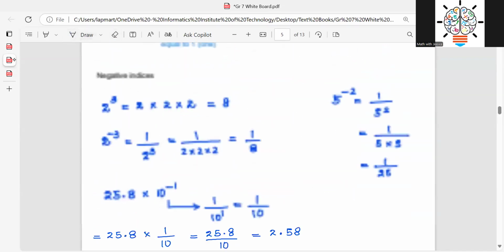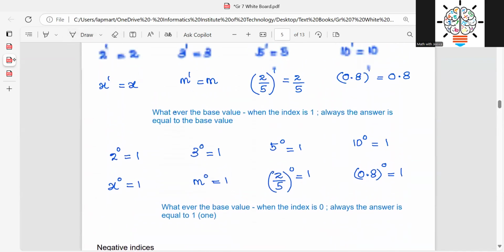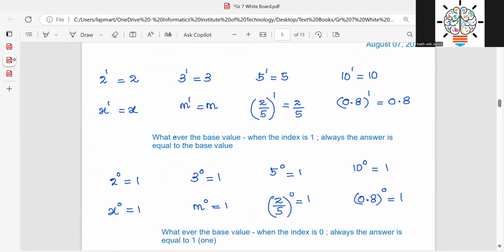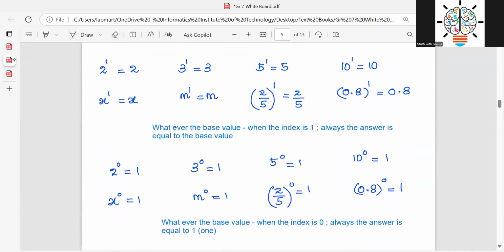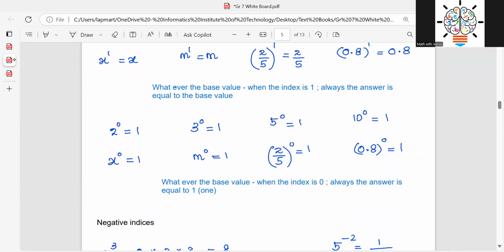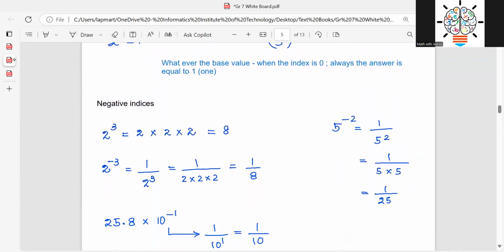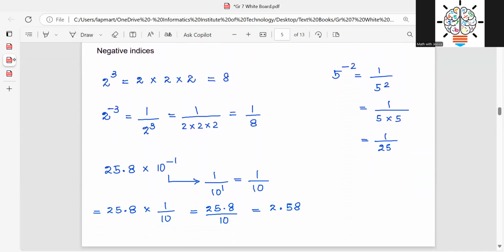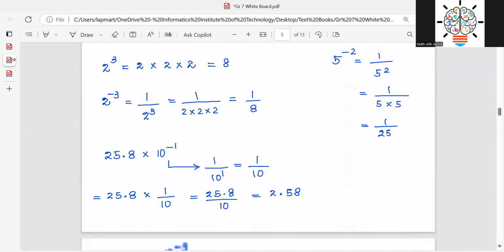So then the theory content we discussed today. First we discussed when the index is 1, what kind of answer we get. Then we discussed when the index is 0, what kind of answer we get. And then we discussed the negative indices. If you come across a negative index, to convert it you want to get the reciprocal. So then you can find it.